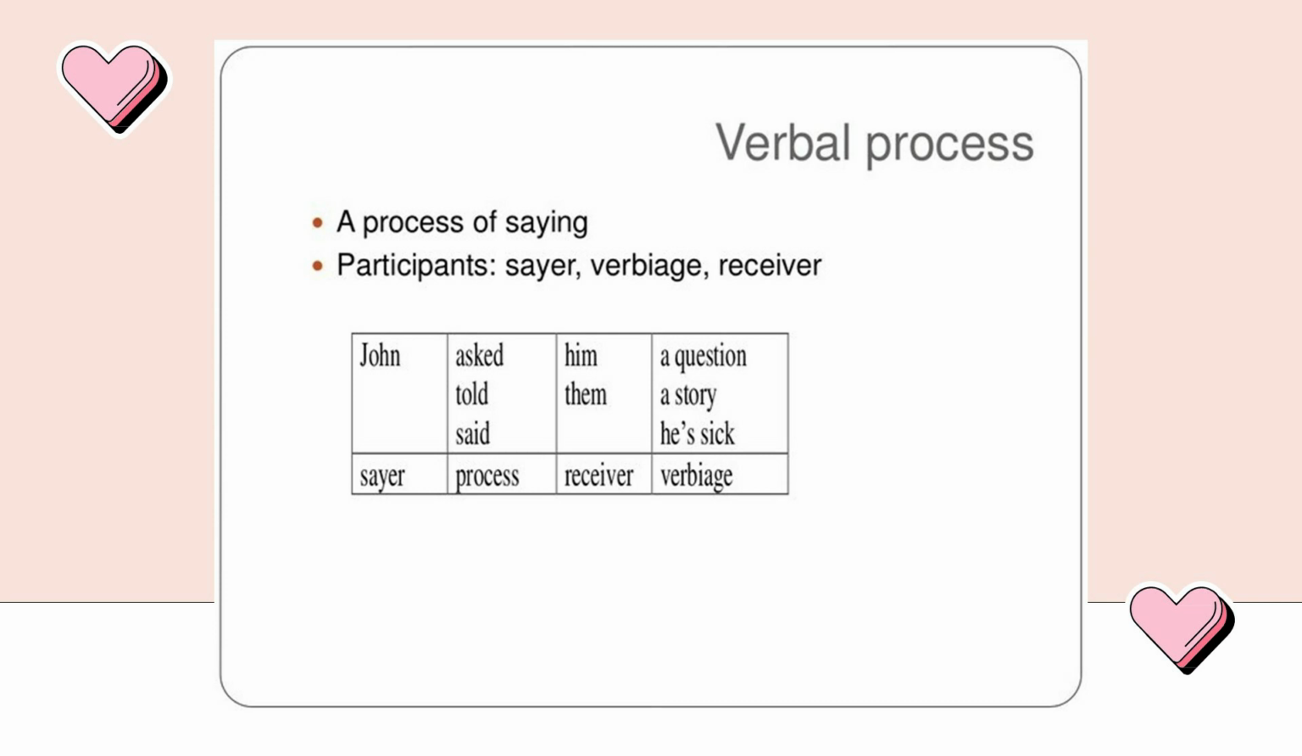The third example is "John said them that he is sick." John here is the sayer, said is the process, them is the receiver, and "he is sick" is the verbiage.